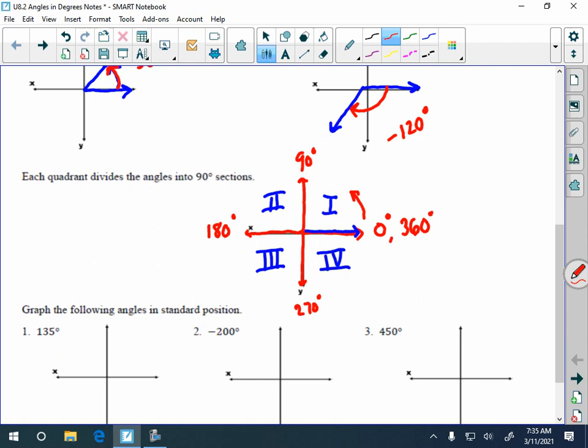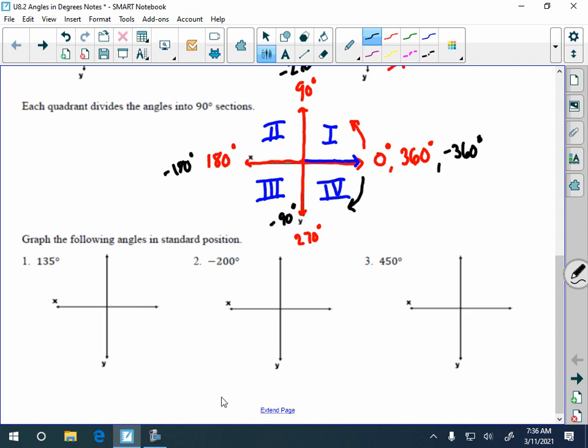All right, now if you go in the negative direction, then where 270 is, this would be a negative 90-degree angle. Okay, then we would be at a negative 180-degree angle if we keep rotating in the negative direction. We'd be at negative 270 degrees, and then negative 360 degrees. So again, it all depends on which angle or direction that you're rotating.